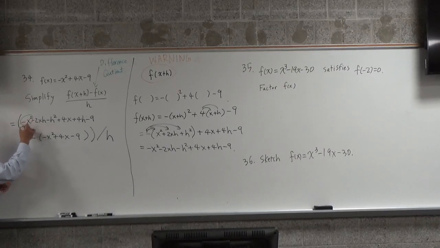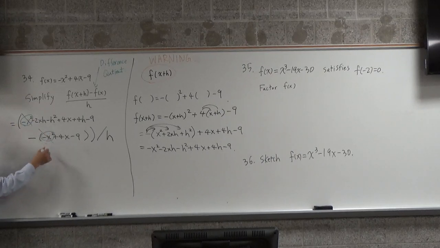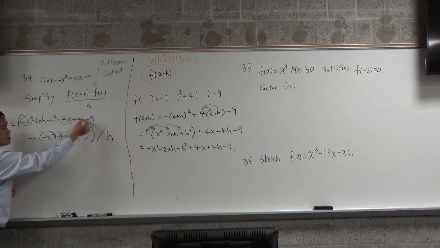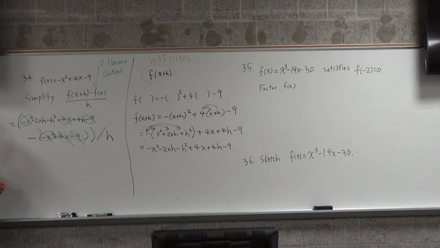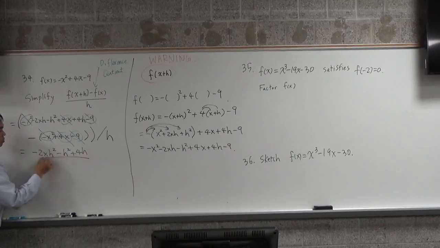See this negative x squared and another negative x squared, and this is subtracted. Since the same thing is being subtracted, they're going to cancel. See this 4x and this 4x equal, and you're subtracting it, so they're going to cancel. See this negative 9 and negative 9? They're the same, and because you're subtracting it, they're going to cancel. And that gives you, what's left after cancellation? You have negative 2xh squared minus h squared plus 4h over h.